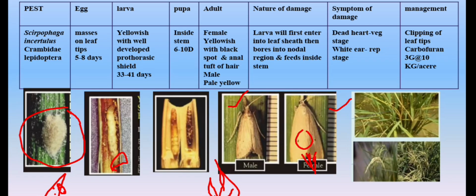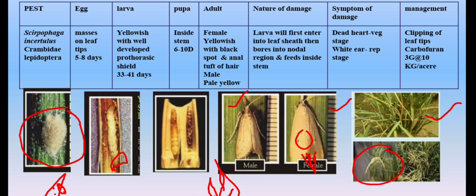and as a result you can see the two important symptoms: dead heart at the vegetative stage and white ear at the reproductive stage. So the dead heart is nothing but if you pull the plant, it will get easily removed from the soil. So here in this image you can see the dead heart and white ear, and here in this image you can see the white ear, the grains are not filled inside the panicle.